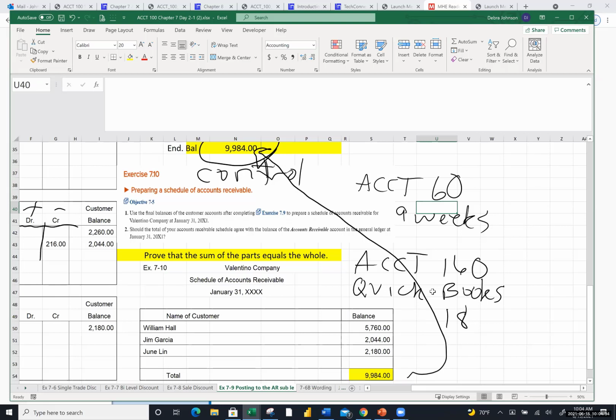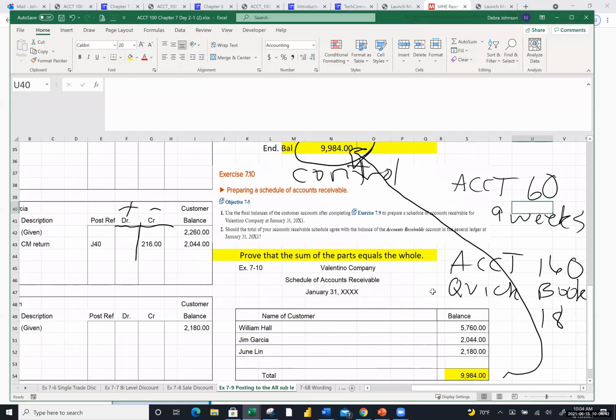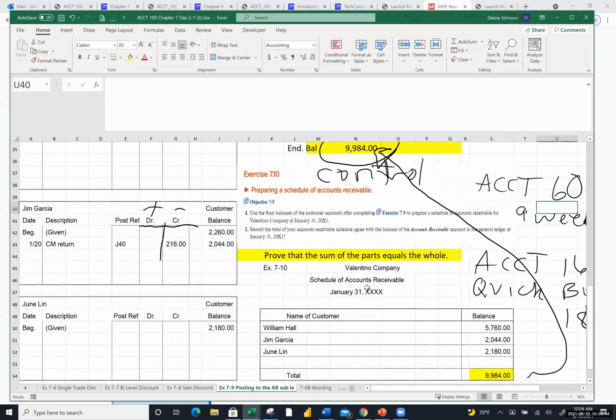Yes, Professor, I have a question. In the third one, the June lien account, that one, since there was no activity, we just pass it on? So there wasn't any activity during this current time, but she did have a beginning balance, so we would have to include that on our schedule.